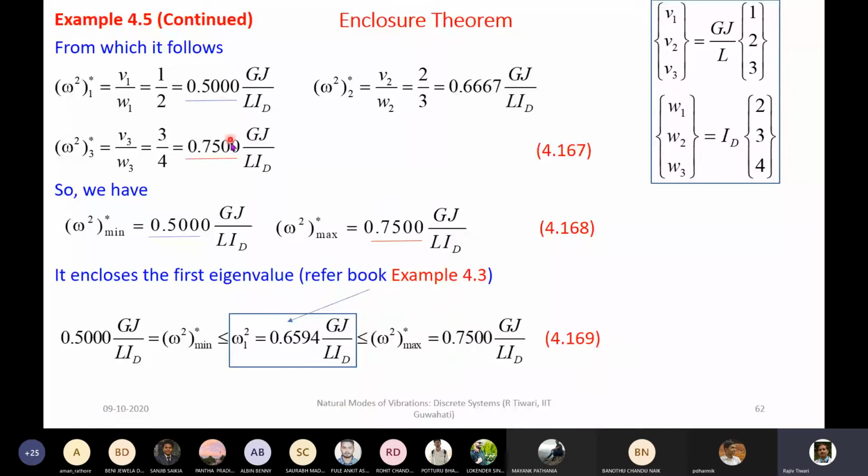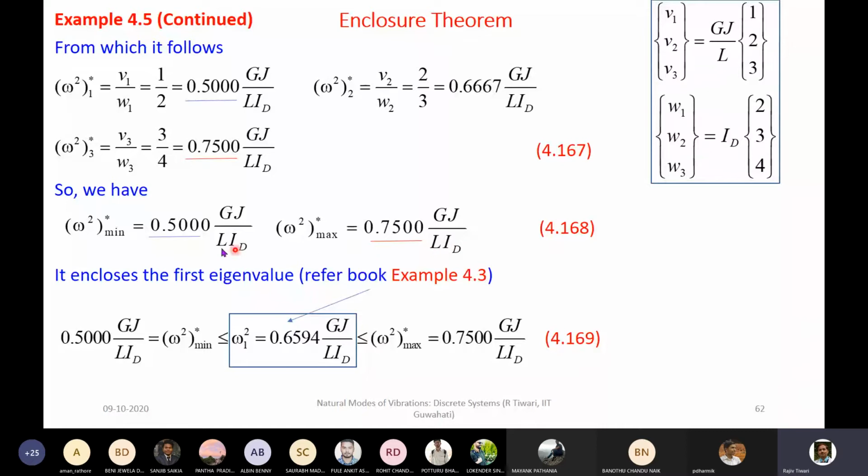Not necessarily should it be in this order. We can have this also lower, depending upon how we are choosing the U. But for this particular case, this is the minimum, 0.5, and this is the maximum.